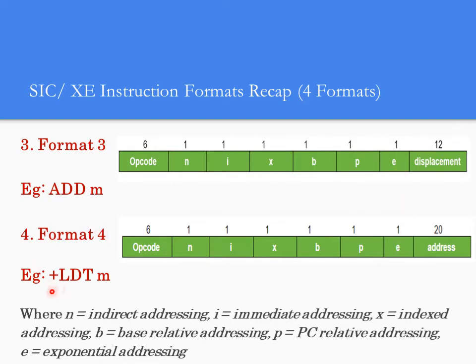And there is also a difference in format 4 instructions. You will have a plus sign before the opcode symbol. Here the opcode is represented in only 6 bits, whereas in formats 1 and 2 it's represented in 8 bits. The first 6 bits are stored as the opcode value when you represent the instruction in format 3 and 4.